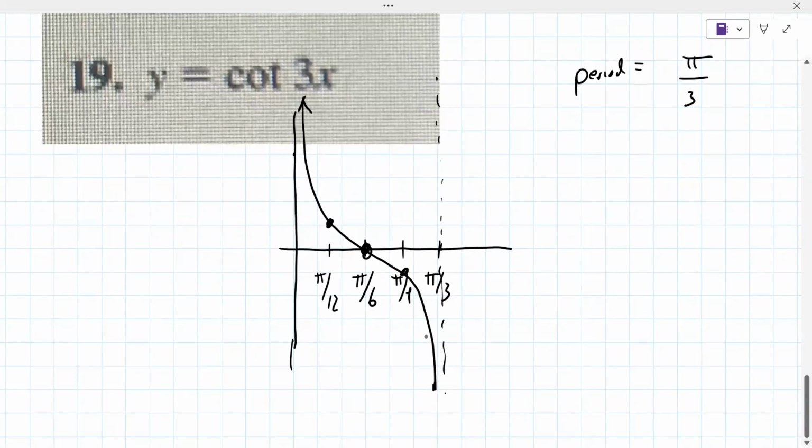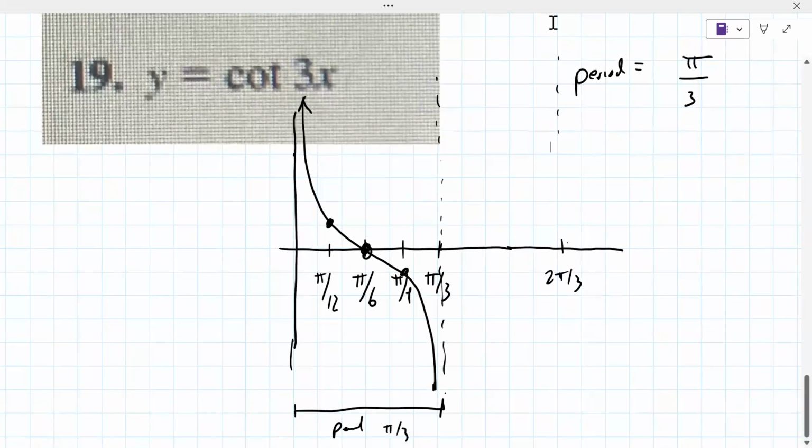So the period's the big thing. Now, if you had to go out another period, which could be the case, this width is the period. So we're going to go another pi over 3, which is 2 pi over 3. And really, I think the hardest part is just, did I even go out enough? I didn't.